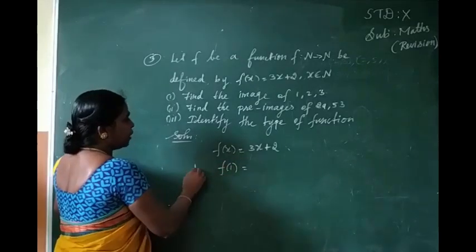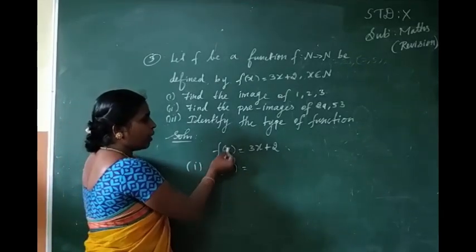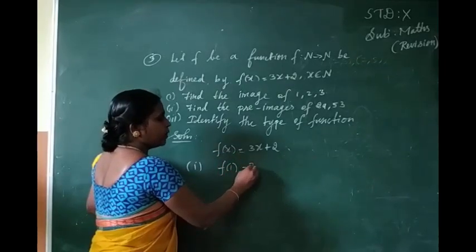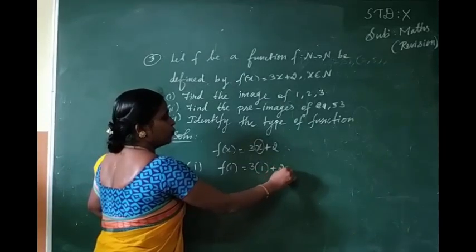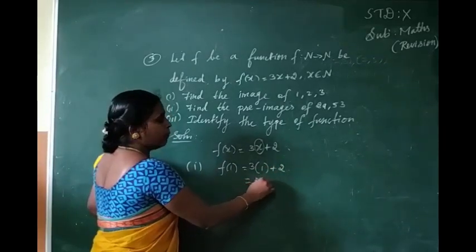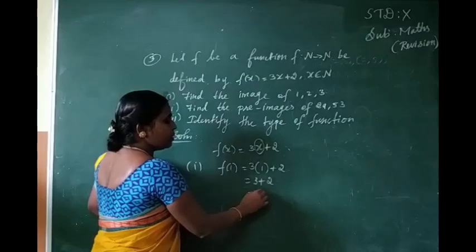So f of 1 equal to, so when x equal to 1, the value of f of 1 is 3 into, instead of x you say 1, plus 2. 3 into 1 is 3. So 3 plus 2 means 5.